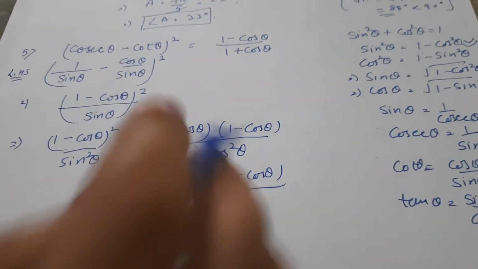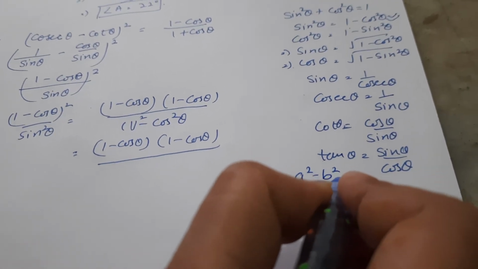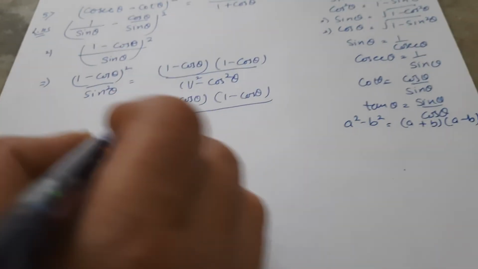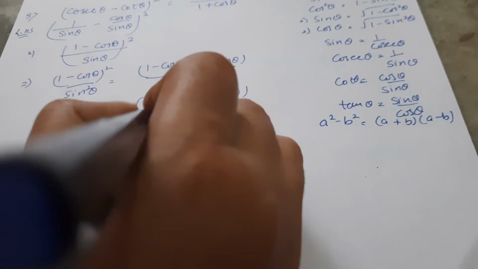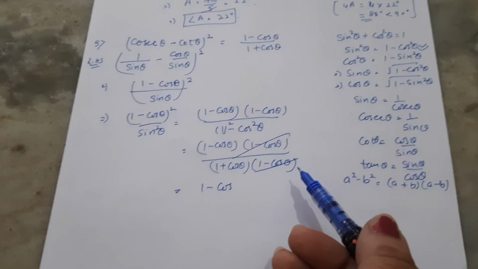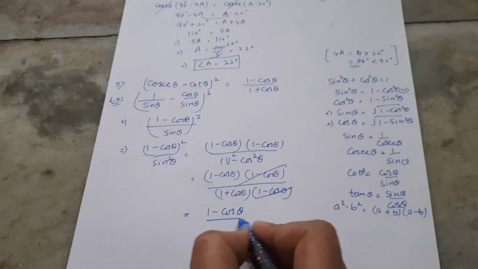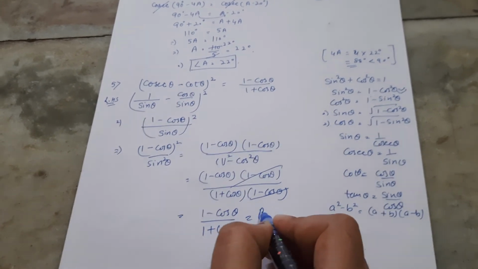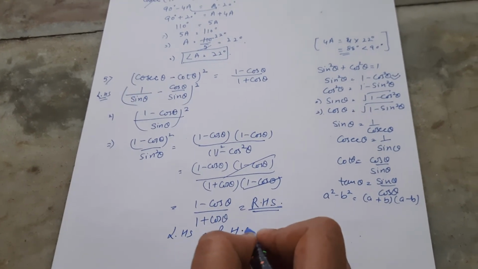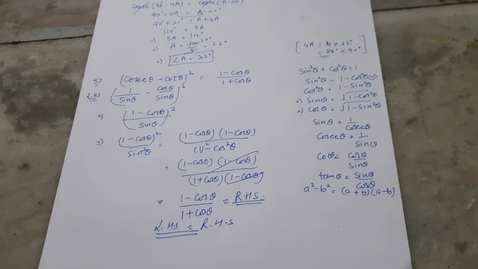So it is just like the identity a square minus b square, which is equal to a minus b times a plus b. So 1 plus cos theta, 1 minus cos theta, and this factor is the same, so it will be cancelled. So what we have is 1 minus cos theta upon 1 plus cos theta, which is equal to the right hand side. So left hand side is equal to right hand side. In this way, by using the identities, we can easily prove all these things.